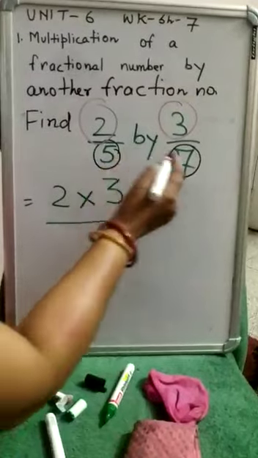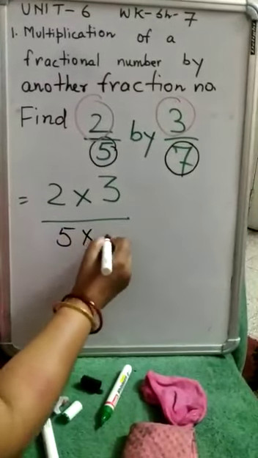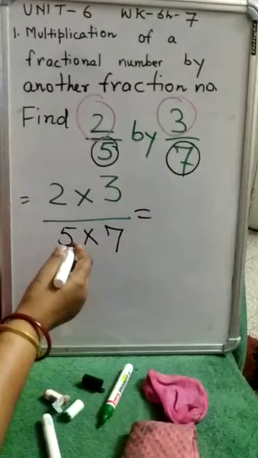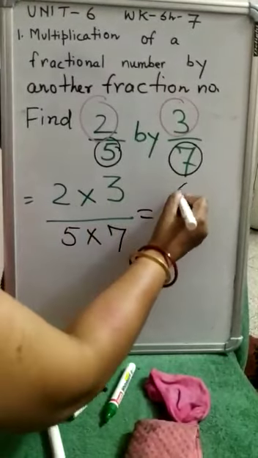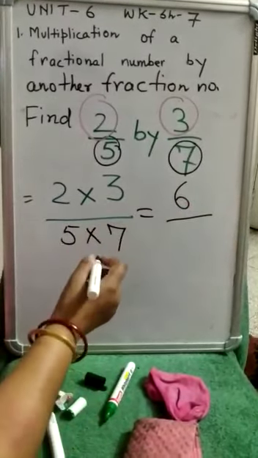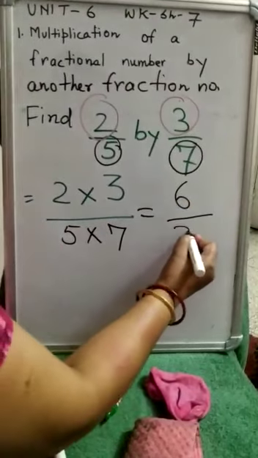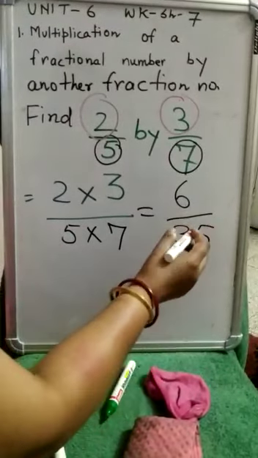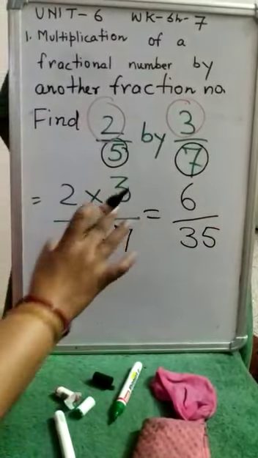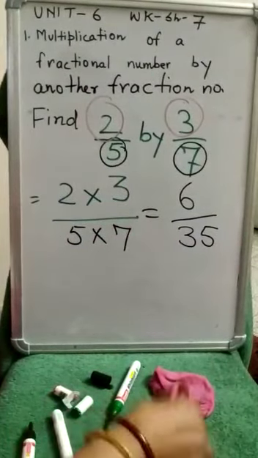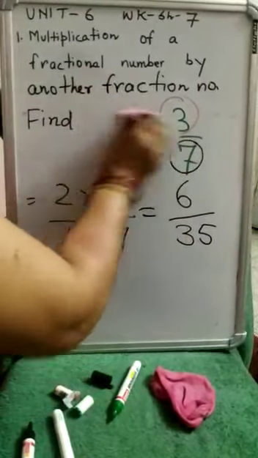Okay. So 5 into 7, that is equals 2 times of 3 is 6 and 5 times of 7 is what? 35. This is the improper fraction. So this is the answer. Now let us take another example.